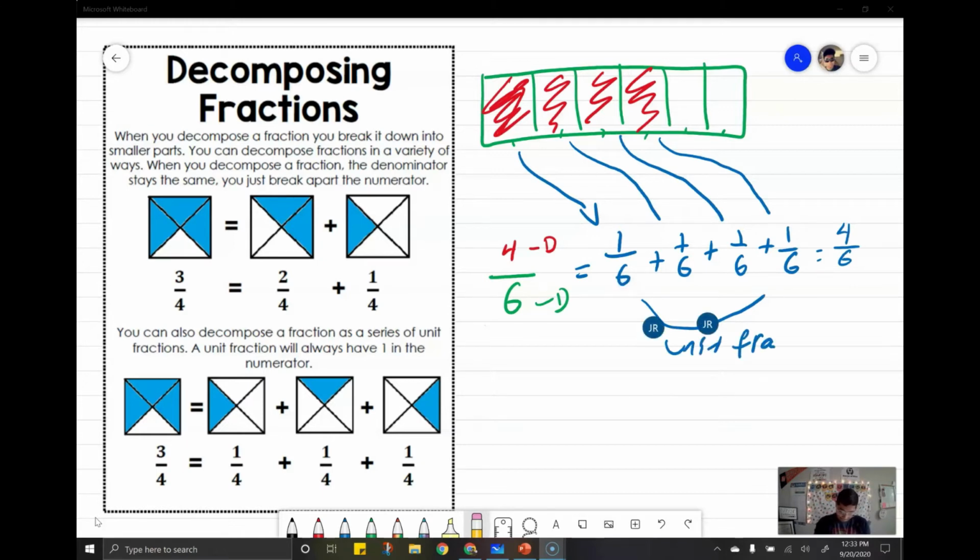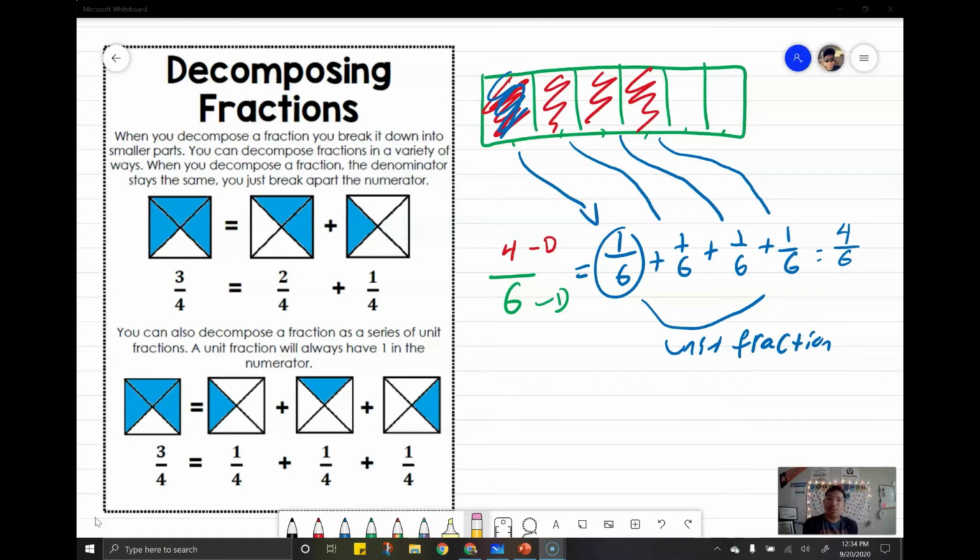Unit fraction. Remember, unit fraction means that there's a 1 in my numerator, and that's going to represent one part of that whole, okay? So does this represent one part of this whole? Yes, it does. Okay. All right.